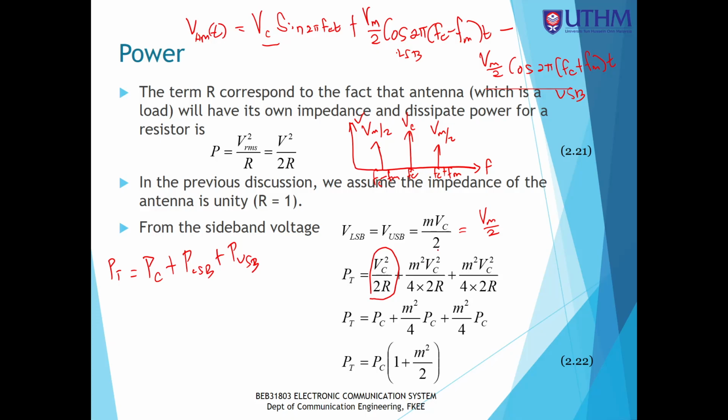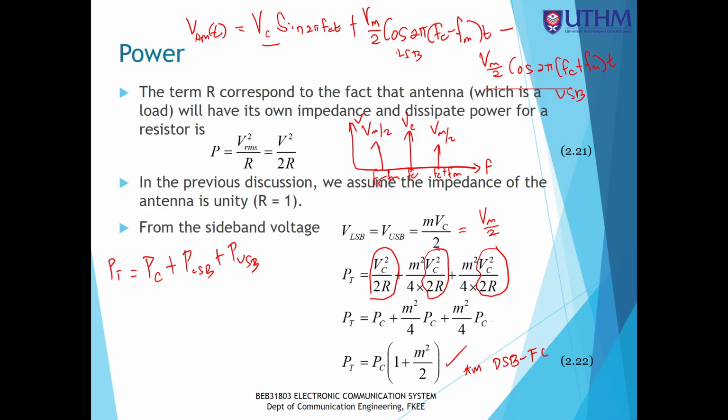According to this equation, we can simplify by substituting the component with Pc. This is actually a Pc component. So we can rewrite the equation as P total equals carrier power plus m square over 4 Pc plus m square over 4 Pc, and then P total is equal to Pc in bracket 1 plus m square over 2. After we rearrange the equation, we get this equation. This is only true for AM double sideband full carrier.